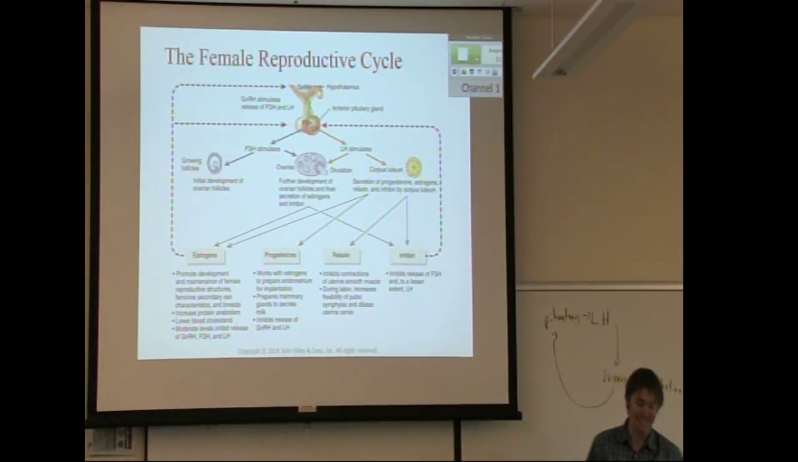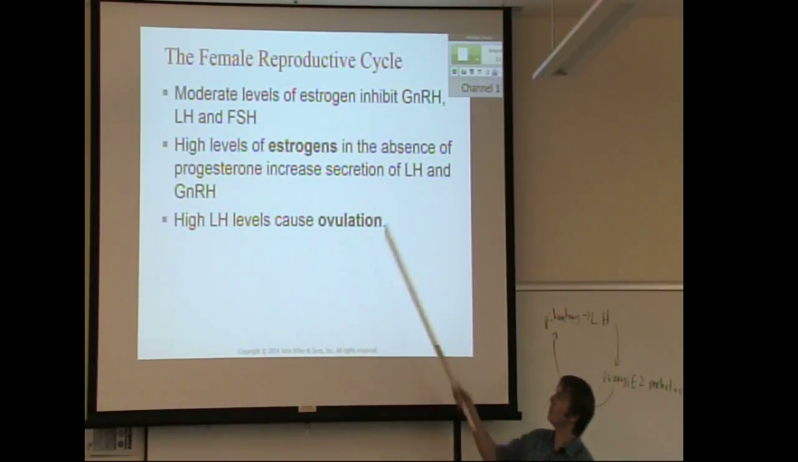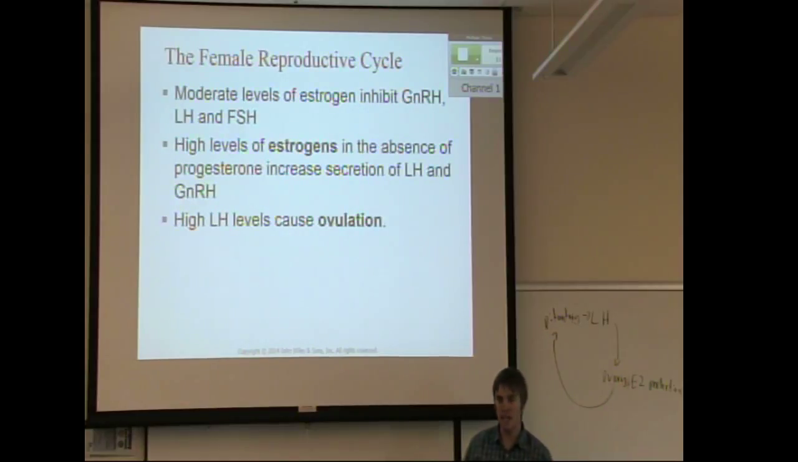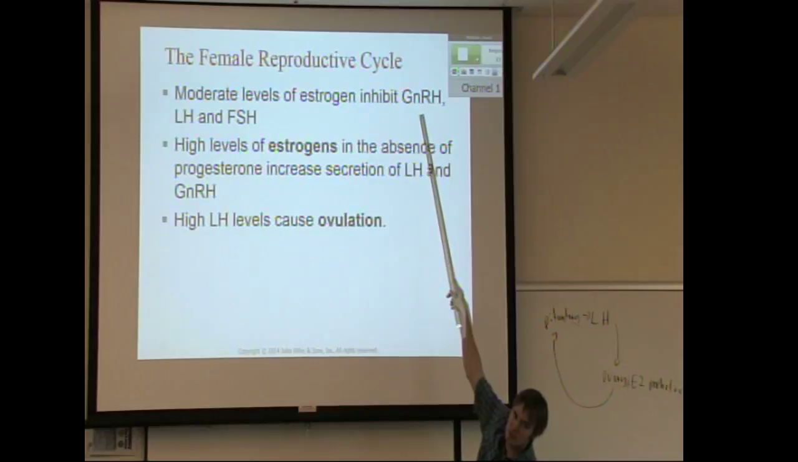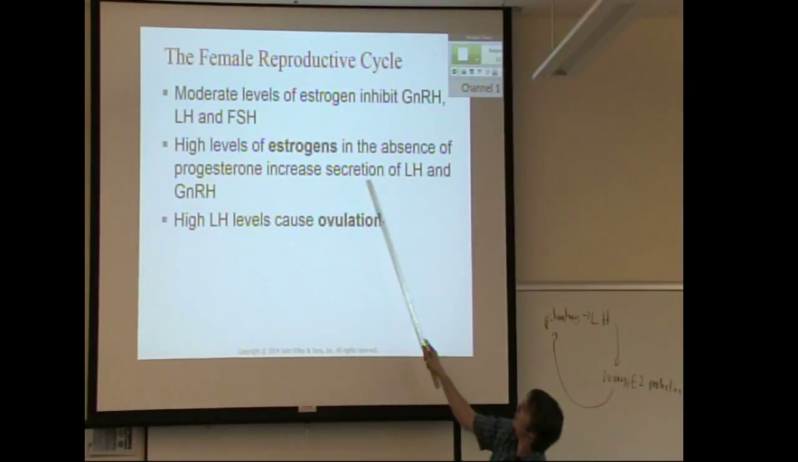When it has medium estrogen, it tells it to stop. When it has high estrogen, it says to produce more estrogen. I even have a slide of it. So low levels of estrogen are going to tell you to make more LH and FSH. Moderate levels inhibit, but super high levels, when there's no progesterone, increase LH and FSH.